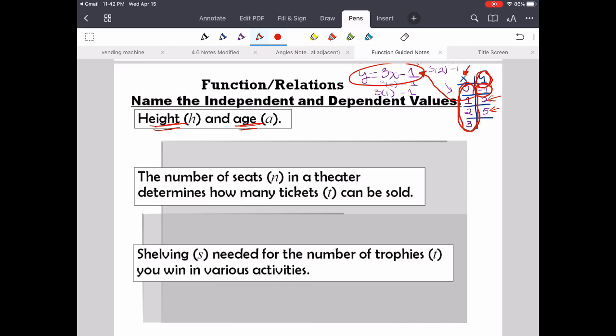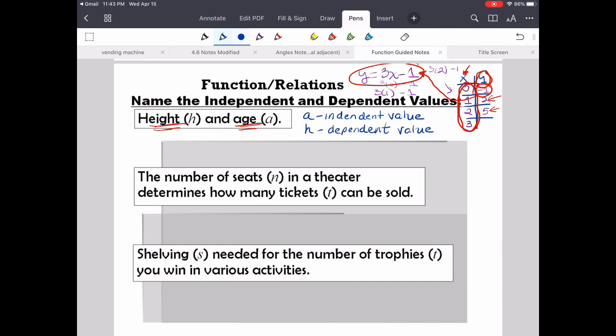I mean, at my age, I'm not growing anymore. I'm probably shrinking at my age. But the height at your age, I would definitely say that the older you are, the taller you're going to be, right? The younger you are, the shorter you're going to be. So I would definitely say that in this example right here, age is your independent value, height is your dependent value.